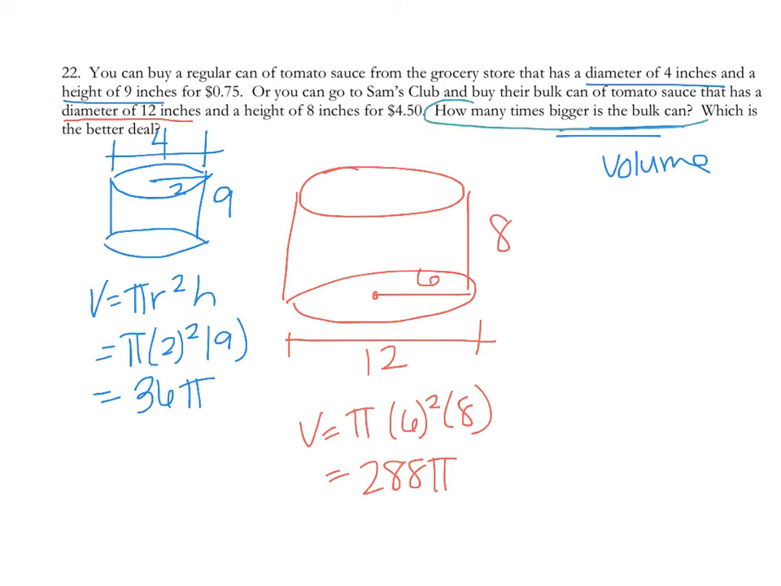And then we need to answer the first question to actually get to an answer for the second question, which is how many times bigger is the bulk can. So we talked about this a little bit with the ratio, comparing the Earth to the moon. When it says times bigger, in order to figure out what operation to use, we're actually undoing the times word. We're going to divide them to figure out how many times bigger it is. So here the pi's cancel, and we can just do 288 divided by 36, and it is 8 times bigger.